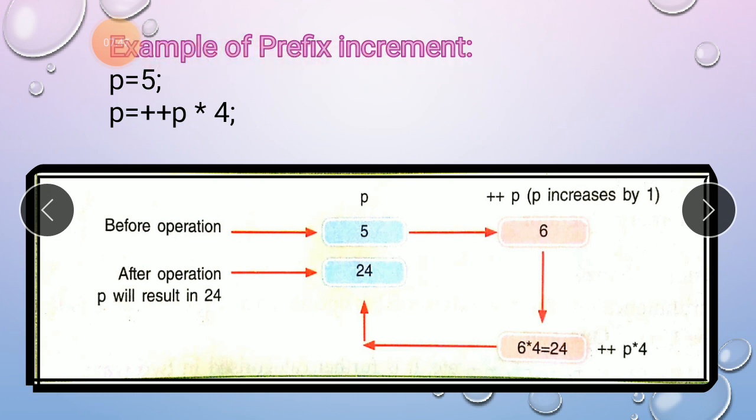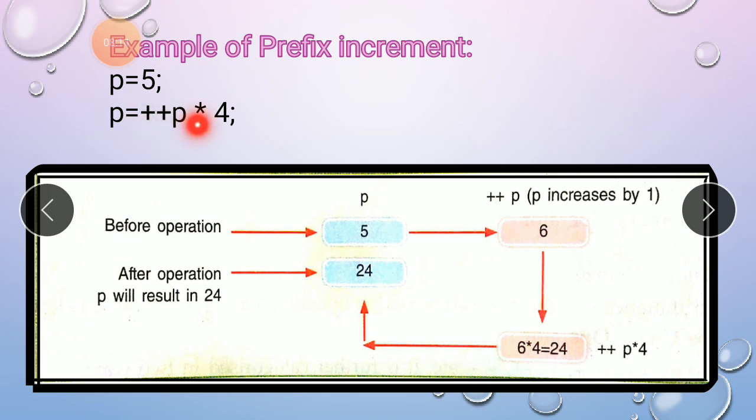P is equal to 5. This is an arithmetical statement here. P is equal to plus plus P into 4. Plus plus P here is the unary increment operator, right? This increment operator is used before the operand. So this is called the prefix unary increment operator.